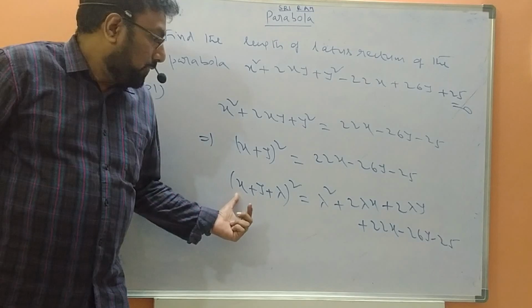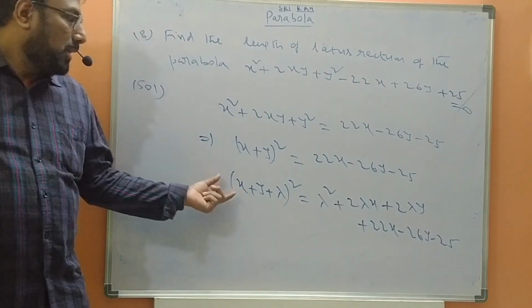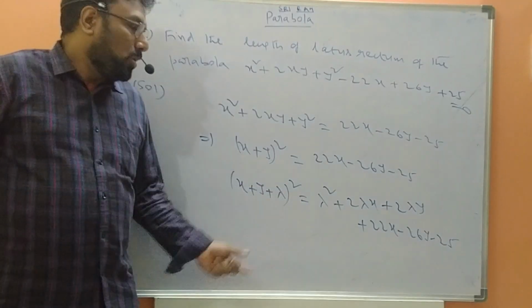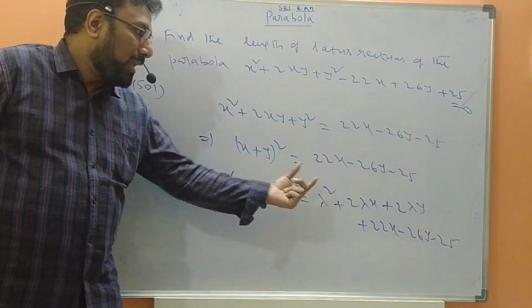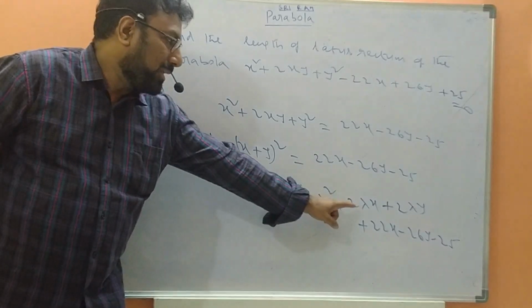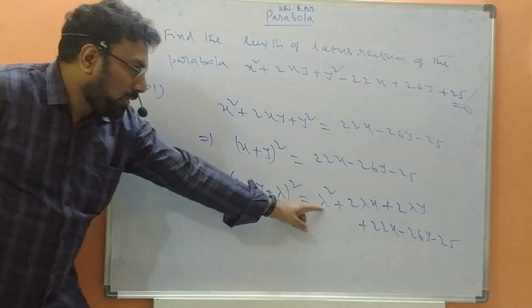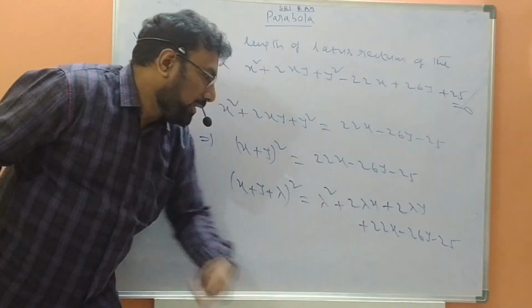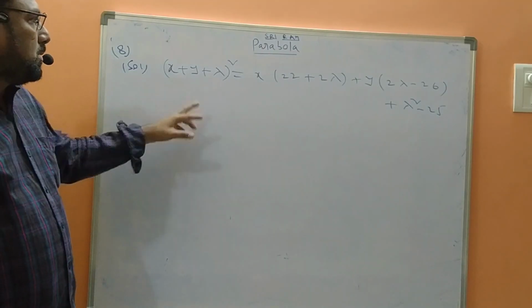Therefore we are getting here lambda square plus 2 lambda x plus 2 lambda y. Why? Because it is in the form of a plus b plus c whole square. That's why, to balance, you should add lambda square plus 2 lambda x plus 2 lambda y. If you expand this, automatically lambda square plus 2 lambda x plus 2 lambda y get cancelled. Okay, now on simplification.